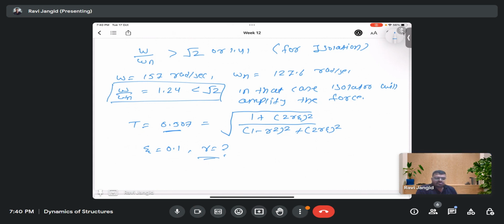Here, sir, we are calculating the R value for 0.507 transmissibility. And that omega upon omega n, that is 1.24, we cannot use that ratio. So we need to work out how to place our isolators so that omega by omega n is greater than root 2. We need to find that out.